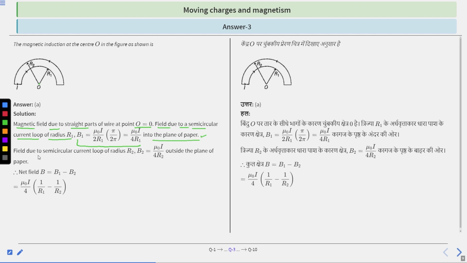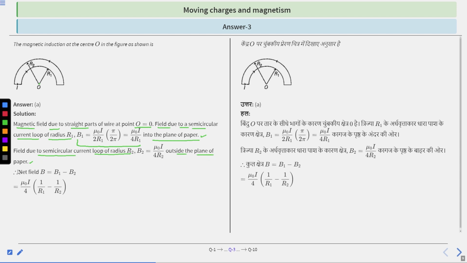And the field due to the semicircular loop of radius r2, this one, B2 is equal to mu naught I divided by 4r2, outside the plane of the paper, because in this loop of radius r2 the direction is anti-clockwise. That's why the magnetic field is outside of the plane of the paper.